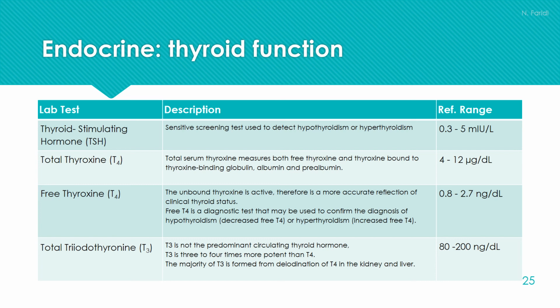Now, to summarize, hypo and hyperthyroidism are determined by TSH levels in free thyroxine. So in hypothyroidism, we will see high levels of TSH and low levels of T4. In hyperthyroidism, we will see low levels of TSH and high levels of free T4.